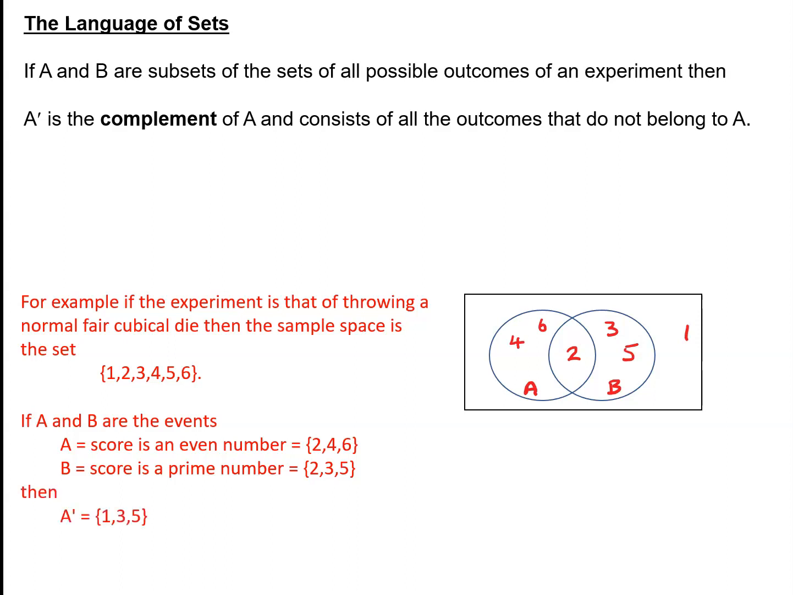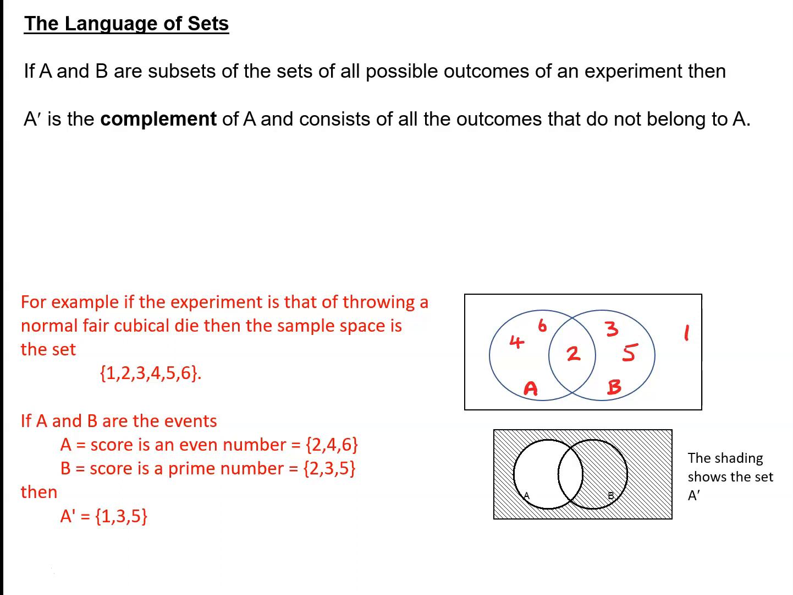A' is the complement of A, so that's everything in the sample space that is not in A. Well, A was the set 2, 4 and 6, so A' is going to be 1, 3 and 5. In terms of the Venn diagram, A' consists of everything which is not in A. So on the shaded diagram there, I've shown the set consisting of A dash.